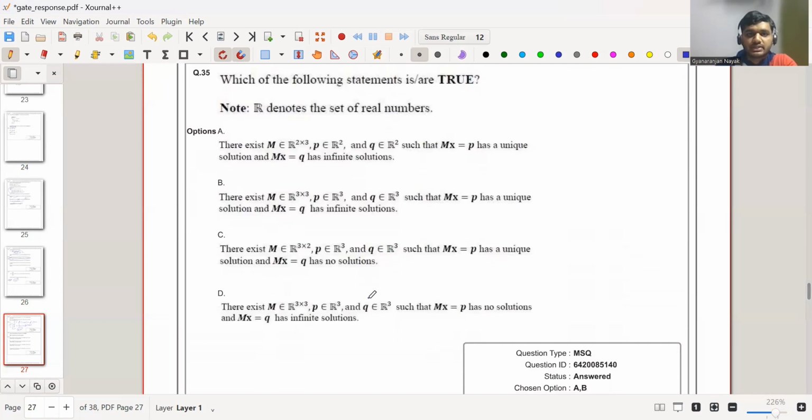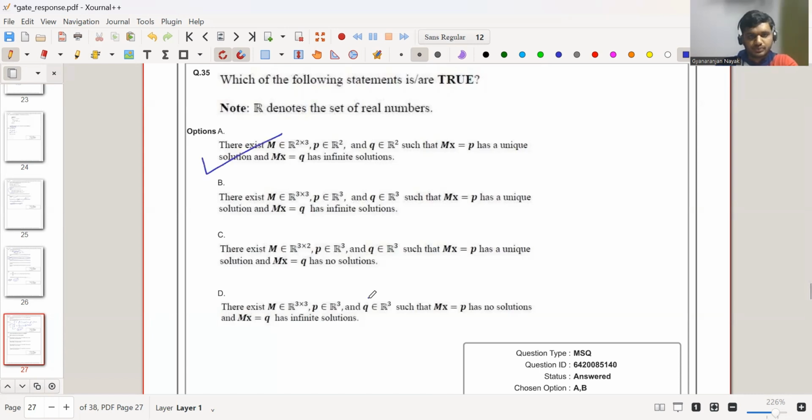Which of the following statements is true? Note R denotes the set of real numbers. Here option A: there exists M belonging to R 2 cross 3, P belonging to R square and Q belonging to R square such that Mx equals P has a unique solution and Mx equals Q has an infinite solution.